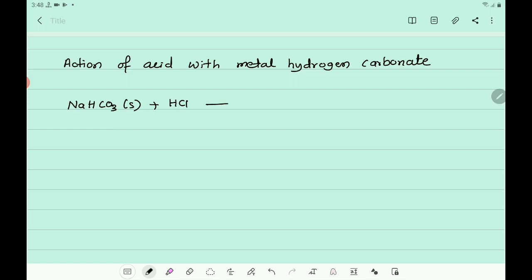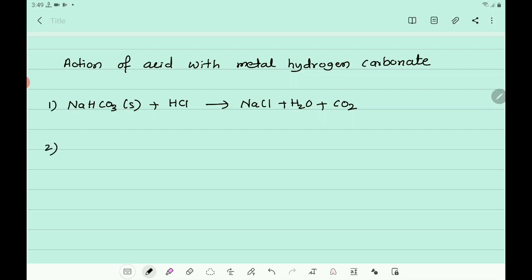So what is the reaction here? You will get NaCl plus H2O and effervescence. What is that? Effervescence you got, that is bubble formation. Brisk effervescence you will get here, that is gas is formed, CO2 gas. That CO2 is passed through what? Lime water. That is in the first step.